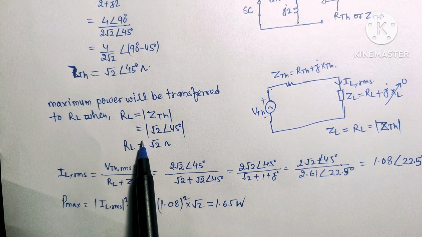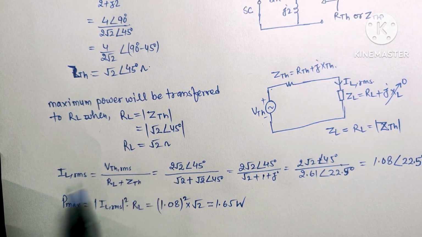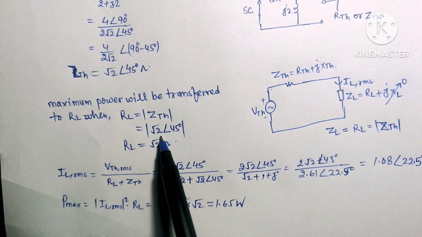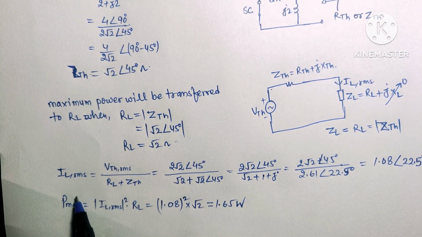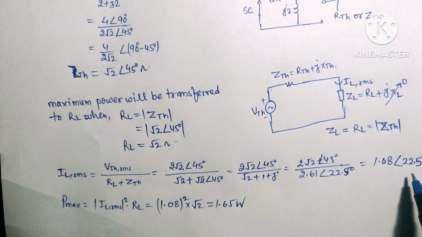Then if we put the value of ZTH we have calculated here, the RL value will be equal to under root 2. This implies only the amplitude of this RL. So here we can see the amplitude is only under root 2. So RL will be equal to under root 2 ohm. IL can be found as VTH upon RL plus ZTH. So we find IL equal to 1.08 phase of 22.5 degree.